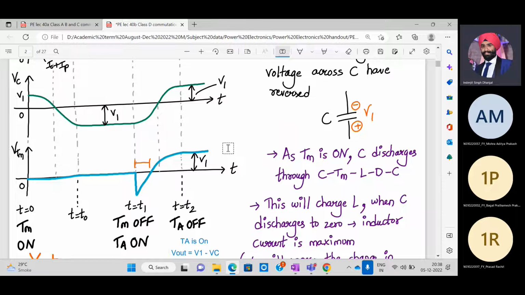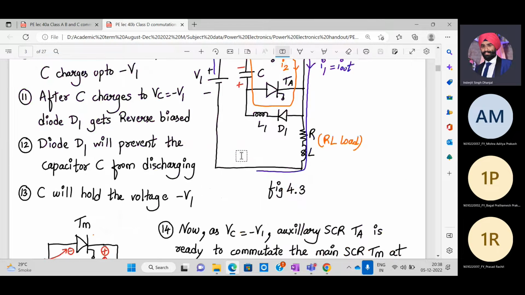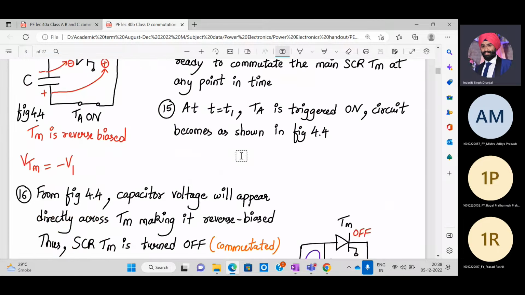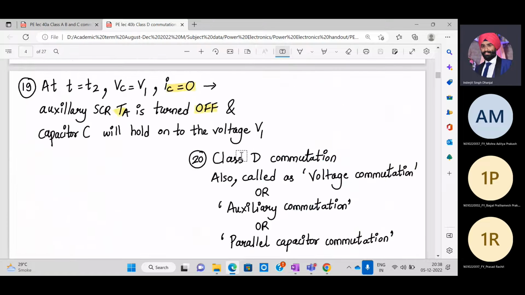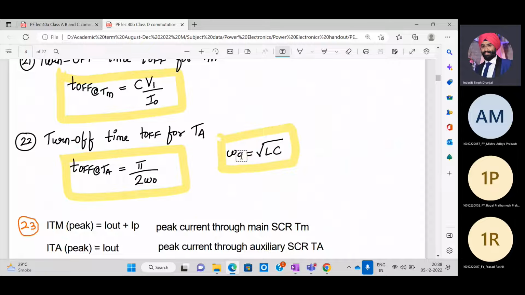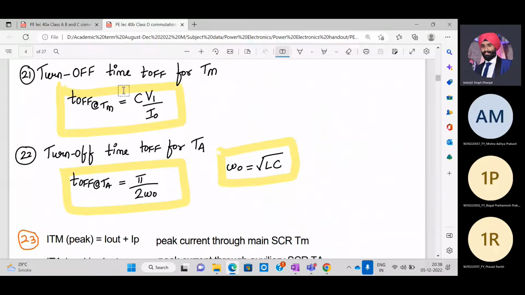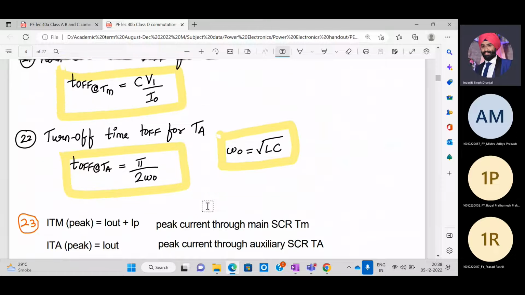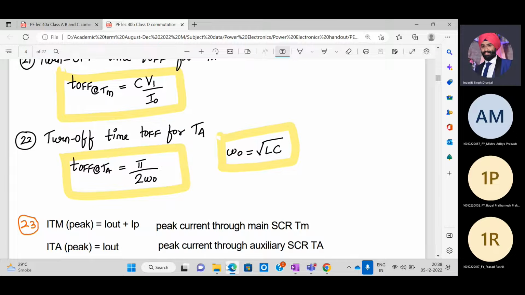Any doubts? So this becomes the last circuit to explain. And now we'll solve some numericals and then we'll end the lecture. All these boxed formulas we'll be using. Can we start?